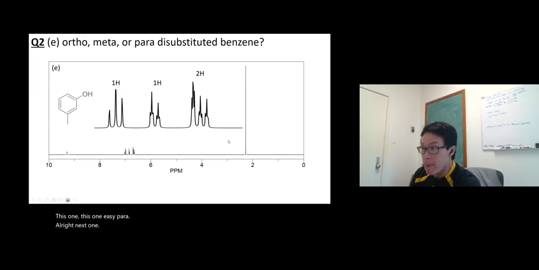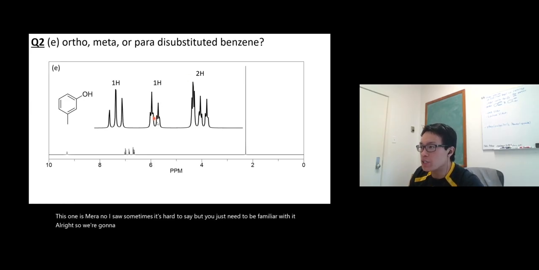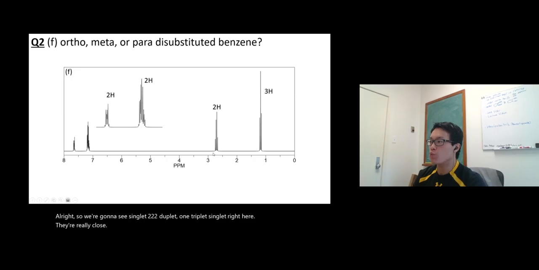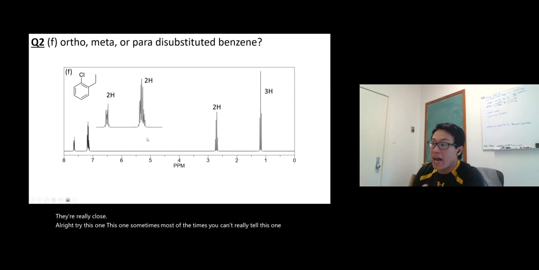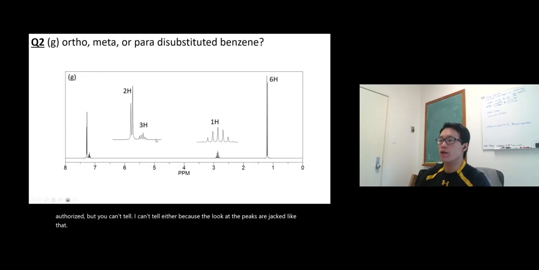This one is meta. Right, so sometimes it's hard to see, but you just need to be familiar with it. All right, so we're going to see a singlet, two doublets, one triplet. Singlet right here. They're really close. Yeah. All right, try this one. Sometimes, most of the time, you can't really tell. This one is the ortho isomer, but you can't tell. I can't tell either, because look at it, the peaks are jacked like that. Okay. All right, next one.